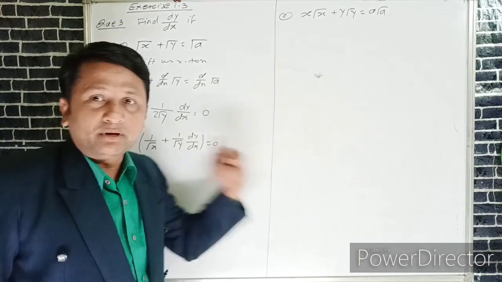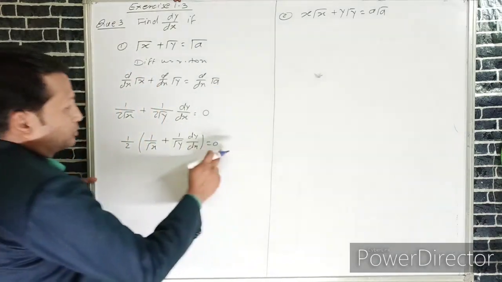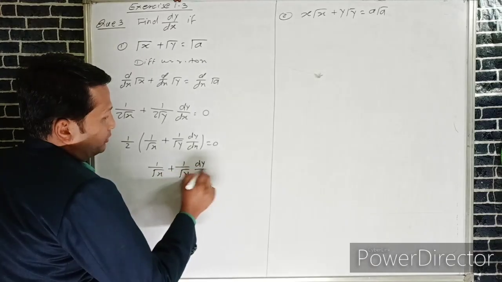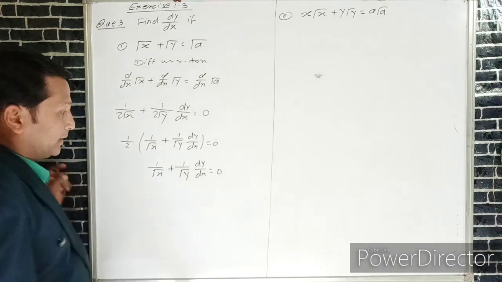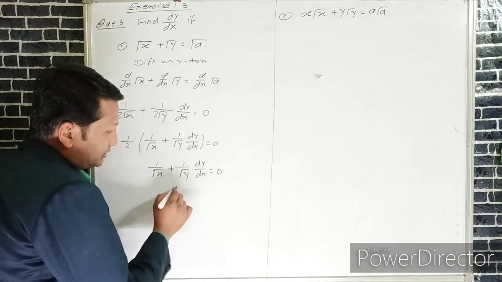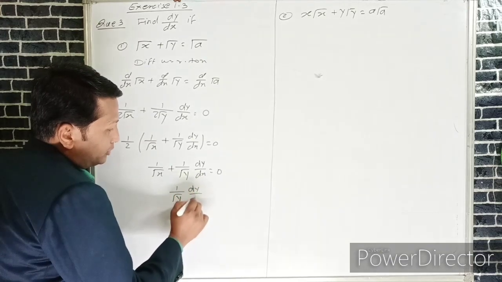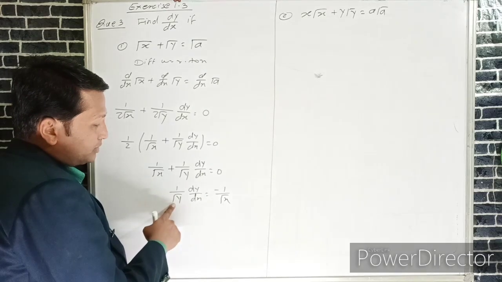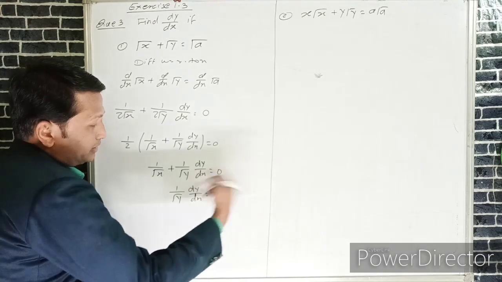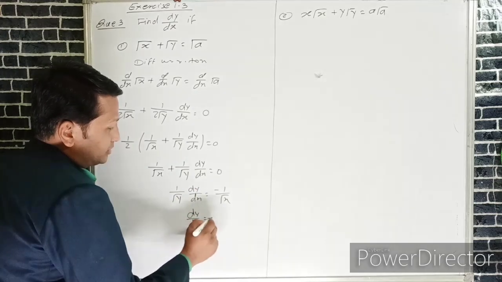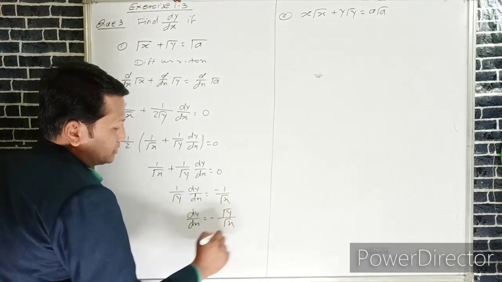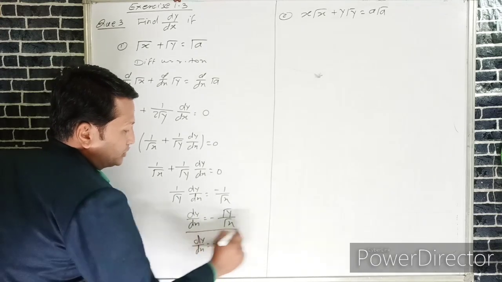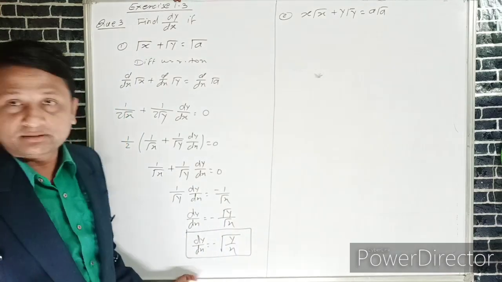If we shift this 1 by 2 to the right side, then 1 by 2 into 0 is 0. Hence 1 upon under root x plus 1 upon under root y into dy by dx is equal to 0. Now if we shift this 1 by root x to the right side, the positive term becomes negative, so we write minus 1 upon under root x. This 1 upon under root y is dividing dy by dx, so on the right side dy upon dx is equal to minus under root y upon under root x. Similarly, we can write dy upon dx is equal to minus under root of y by x, which is the required derivative of y, dy by dx.